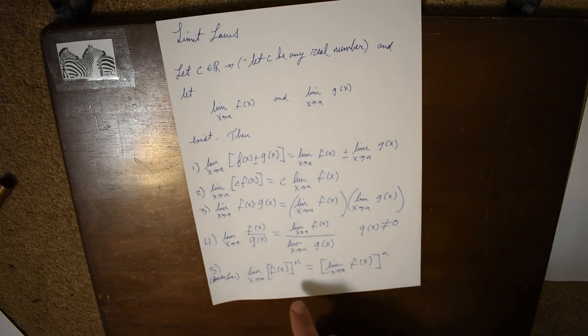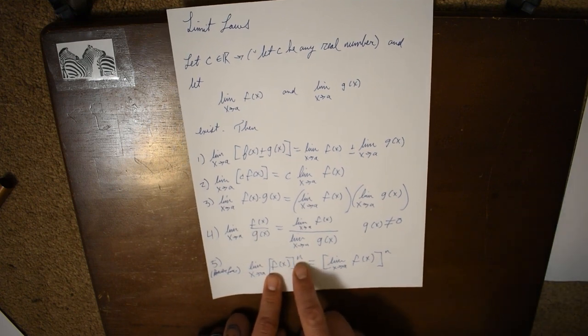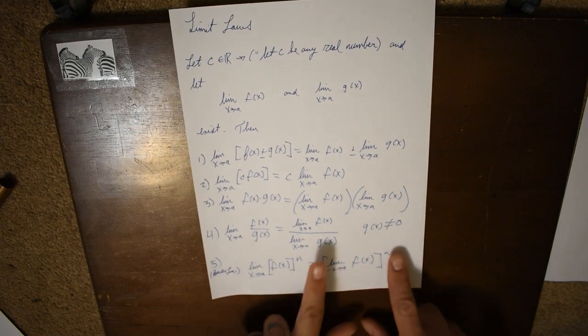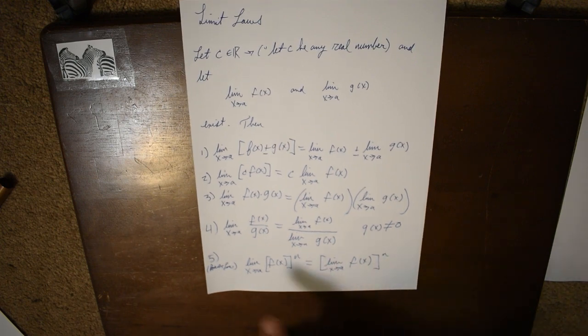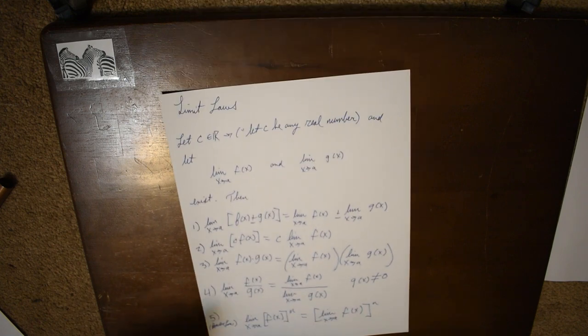Okay, so we have this function. It's got an exponent on it, and it's saying that instead of calculating the limit of this function with an exponent, we calculate the limit and then apply the exponent. So that's what we call our power law. I've got a couple more for you.